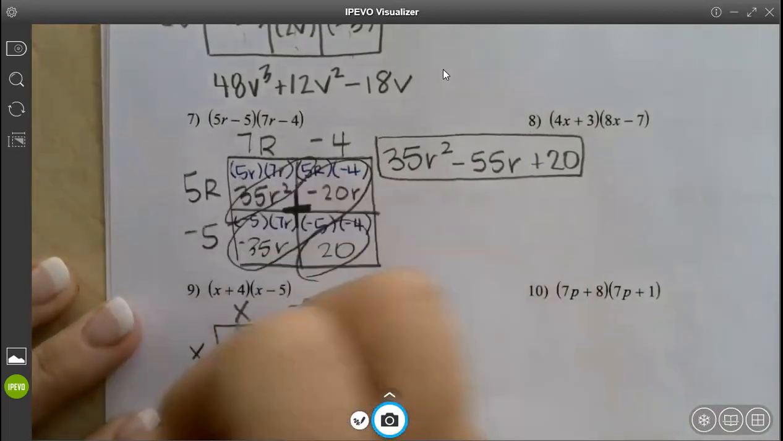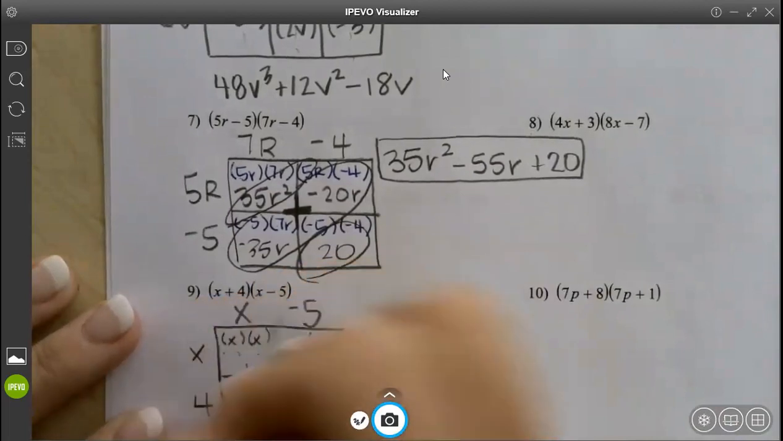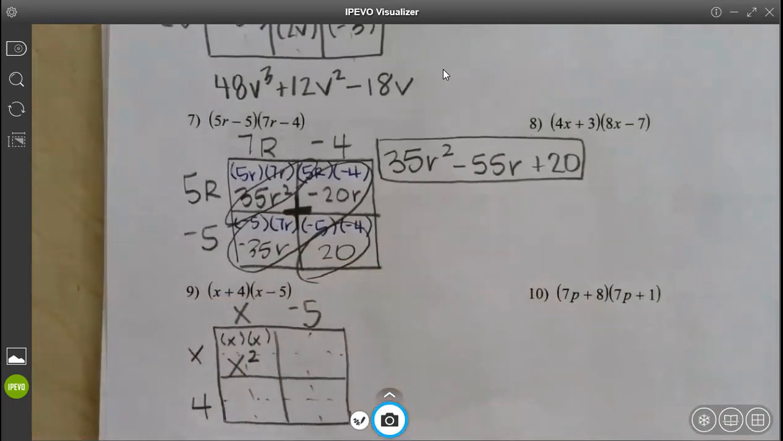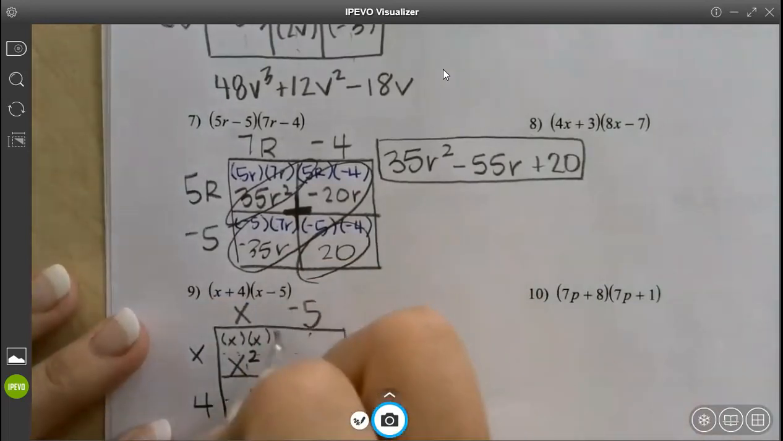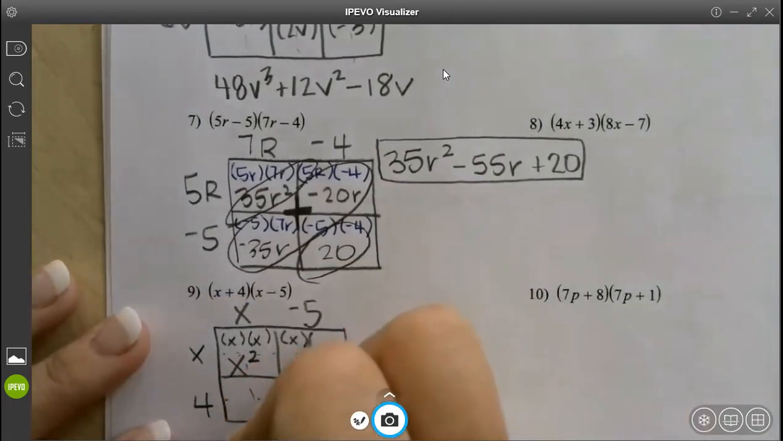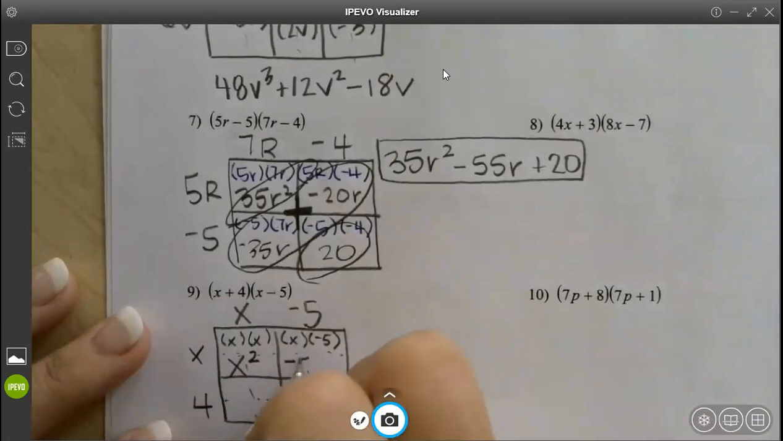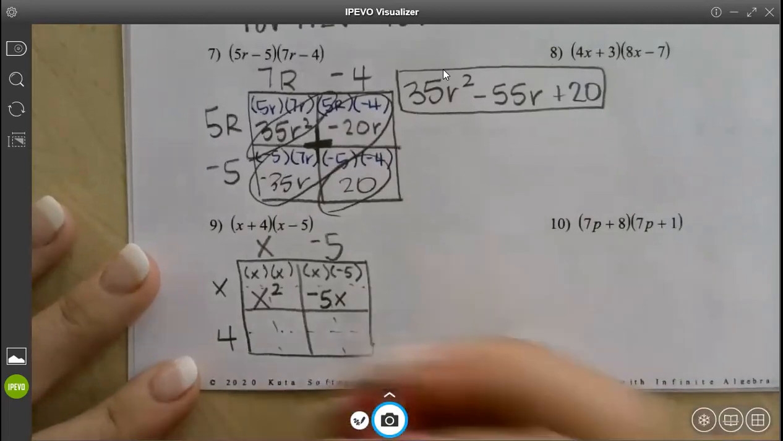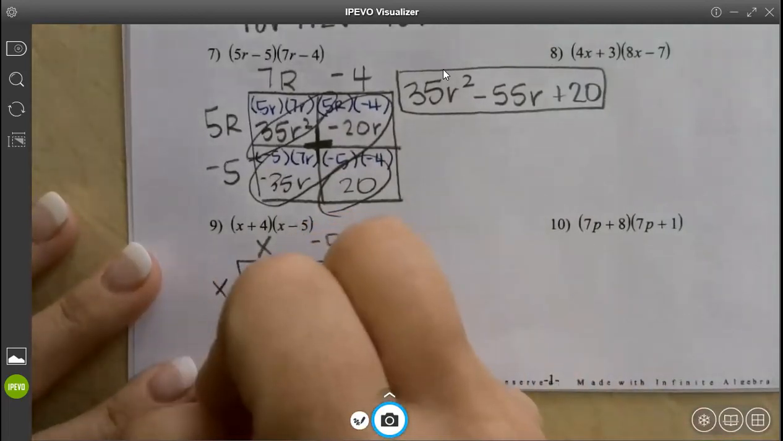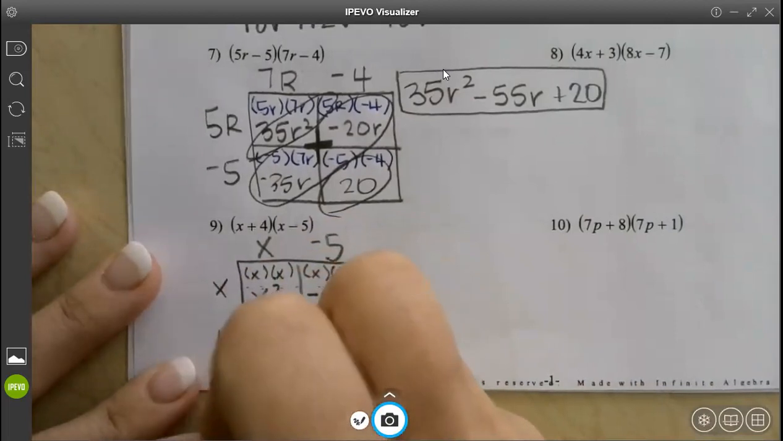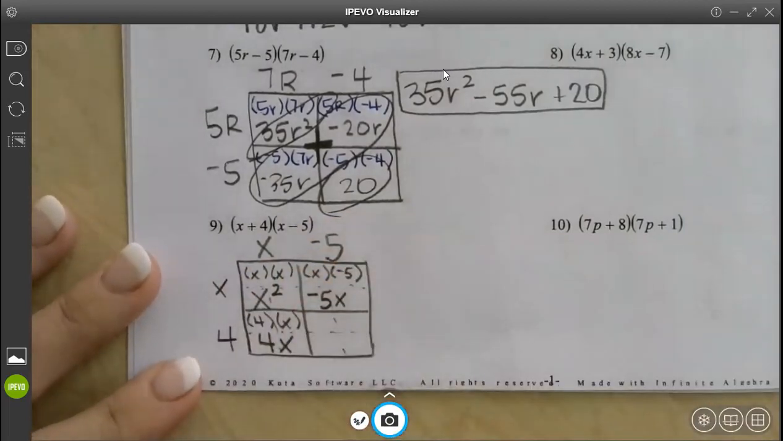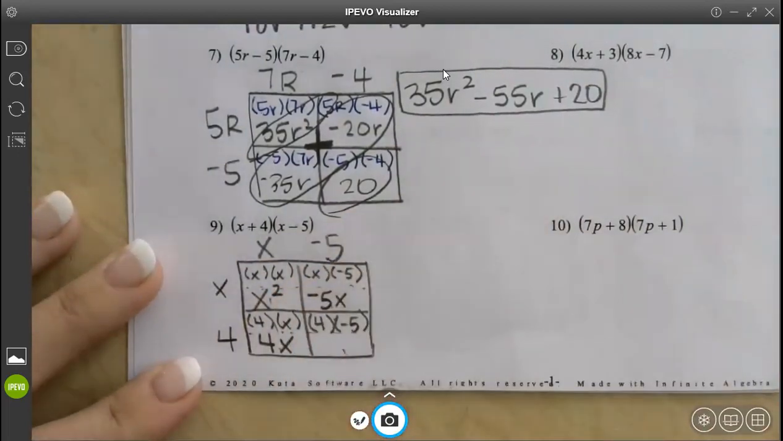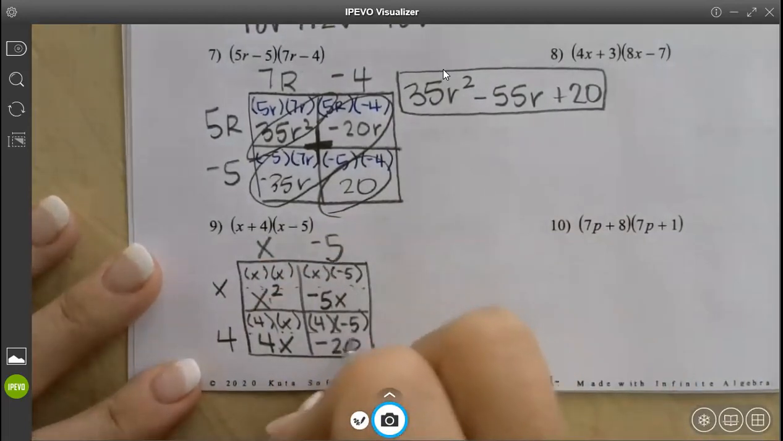In this box, we'll have x times x, which is 2 x's or x squared. In the next box, we'll have x and negative 5, and we just squish these together. Negative 5x. In the bottom box, we have a 4 and an x. We just squish those together to be 4x. And then 4 and negative 5. 4 times negative 5 is negative 20.